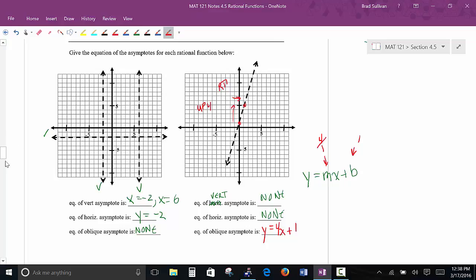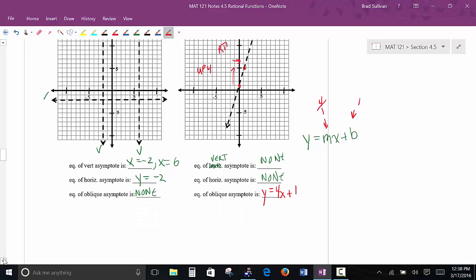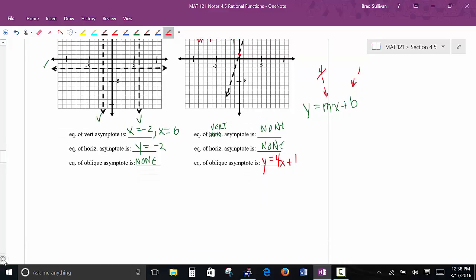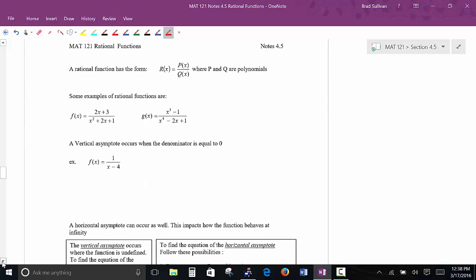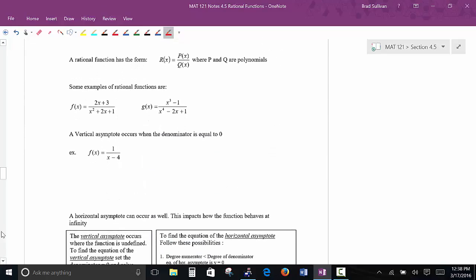So that's what your oblique asymptotes look like and your horizontals like that. Remember, vertical lines are x equals something, horizontal lines are y equals something, so you've got to name these as equations. Now we're going to put all the graphing together here. What we're leading up to is how we graph these things.